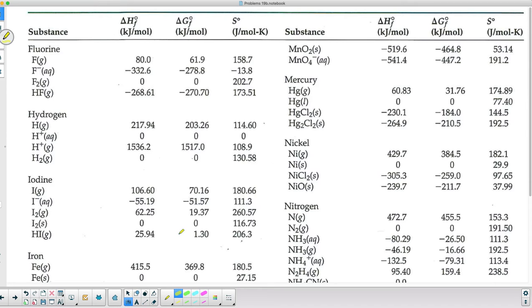First of all, H2 does have an S value. We'll come back to that. That's 130.58. And then over here, I have nitrogen with N2H4, and that is going to be 238.5. And then where's the NH3? I believe the NH3 is a gas, which means I have 192.5. Okay, so 192.5, that's the important point for this one right here.